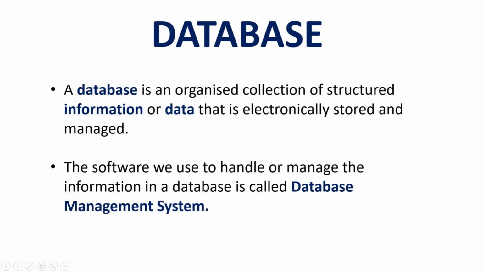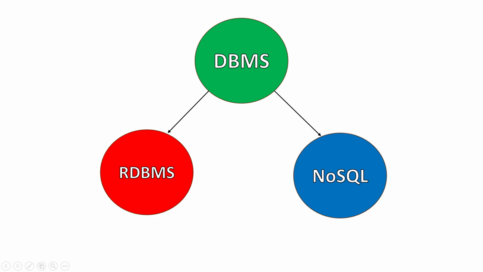A database is a modern, digitally organized collection of structured information or data that is electronically stored and managed. The software or tool that helps us to store, manage, and retrieve data in a database is called DBMS, Database Management System. DBMS can be broadly categorized into two types, RDBMS, Relational DBMS, and NoSQL, Non-Relational DBMS.